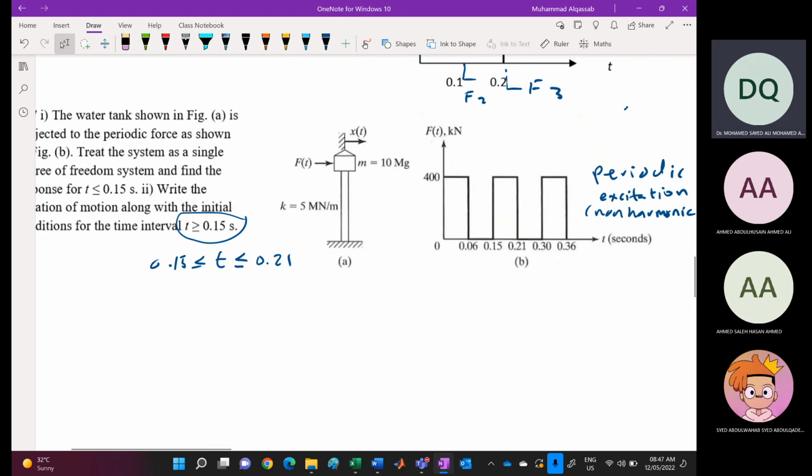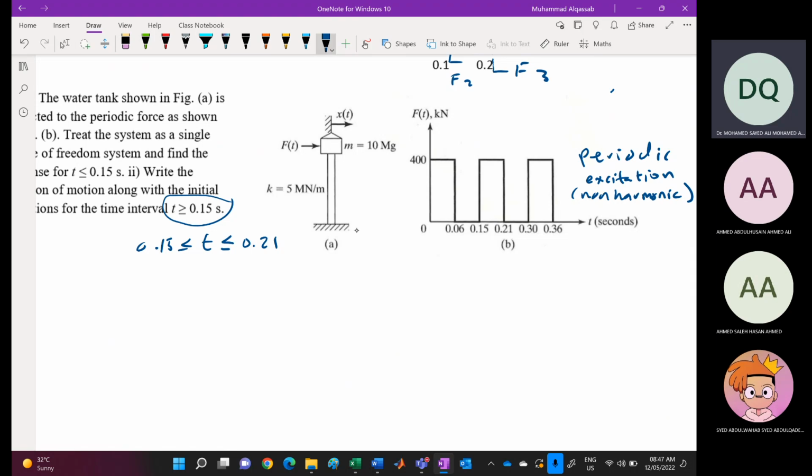Okay, so the equation of motion: this is a spring mass damper system subjected to periodic excitation. But we can take it as a pulse since the question is to find the response up to here, then we can extract from this the rectangular pulse. And we know that the solution will be valid up to 0.15.